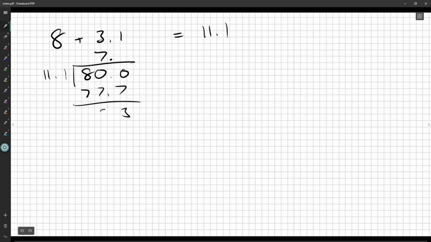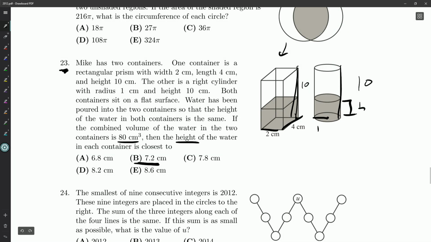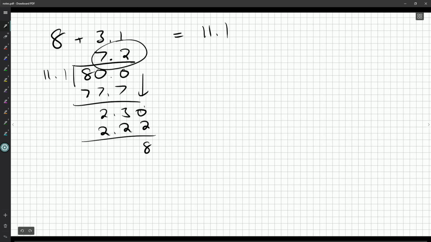You get 2.3 here. How many times does 11 go into 23? 2. 7.22. And you'd be left with 8 there. But we're close enough to 7.2. It's closer than any of the other options, which are pretty far away. So you'd be very well served just by approximating pi as 3.1.